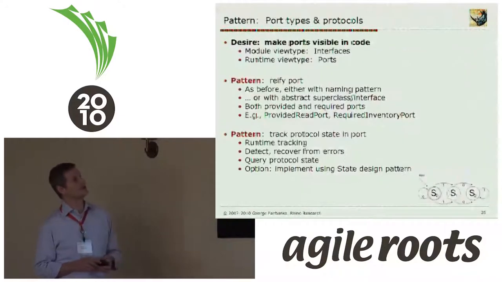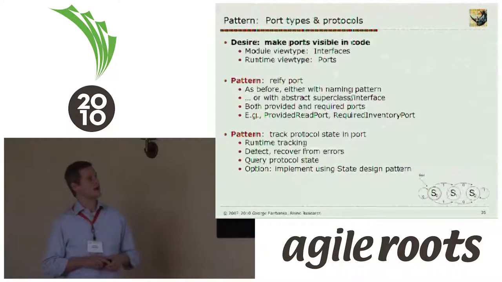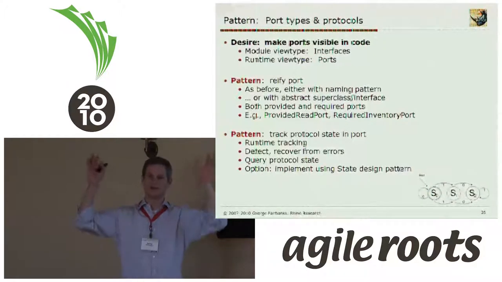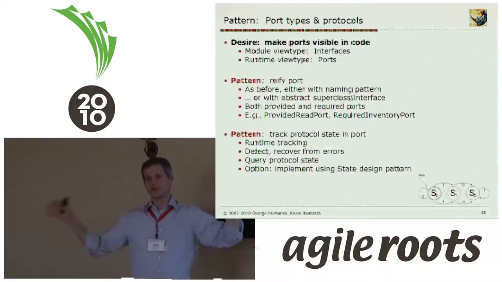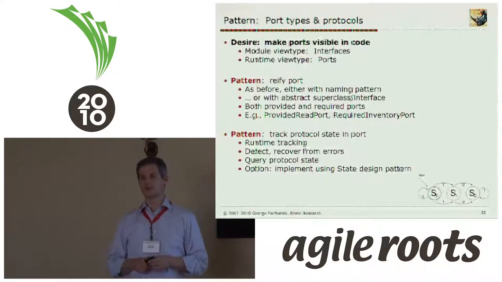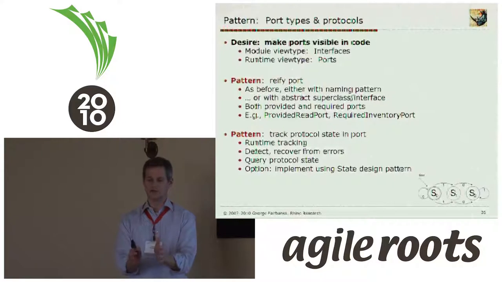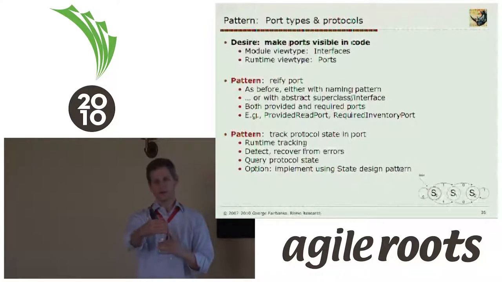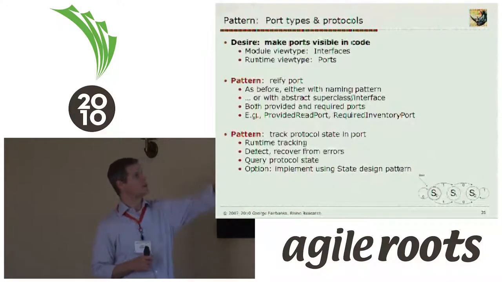Pattern is to make port types explicit in the code. So in architecture, we talk about two different things. We talk about interfaces and we talk about ports. Interfaces are generally, well, there's the quote interface, right? This concept of interface, which is very general. But in concrete terms, we talk about interfaces in the code, like a Java interface, right? Which is a list of method calls, essentially, that we're exposing. Now, ports are something different.